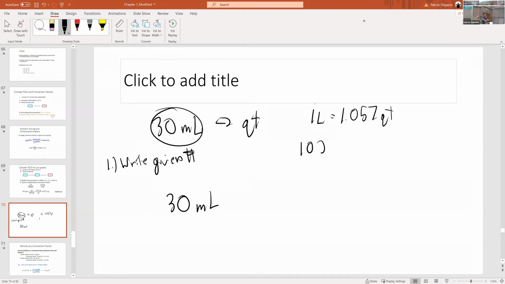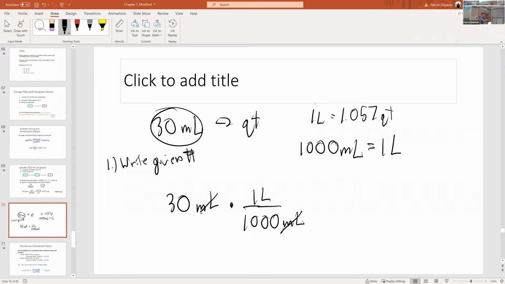I'm going to write down the conversion. These ones, the ones with the prefixes, wouldn't be given. So 1,000 milliliters equals 1 liter. What we're going to do is multiply by 1 liter on top, divided by 1,000 milliliters. The reason we do that is we want our destination, our answer unit, in the numerator. So milliliters cancel out, and we can just continue. Whatever this number is, 0.03, that will be the liters, the 30 milliliters converted to liters.